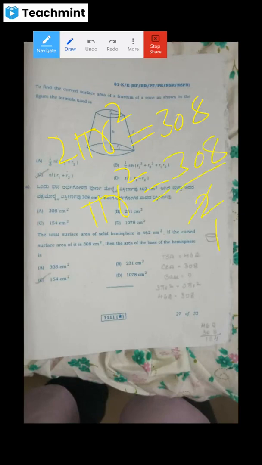2 1's are 2, so 1 remains 10, 2 5's are 10, 2 4's are 8, so 154. That is pi r square. Pi r square means the circular base, which is the thing they have asked. The area of the base of a hemisphere is pi r square, that is 154. Option C is the right answer. This is another way of finding the value of C.